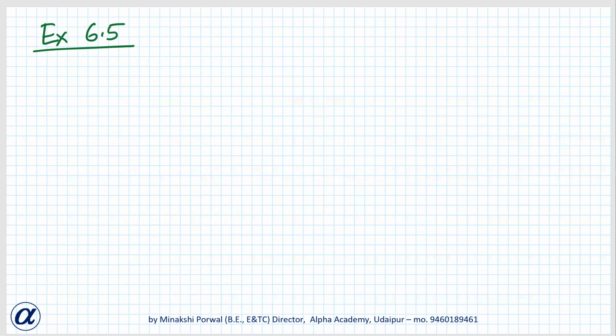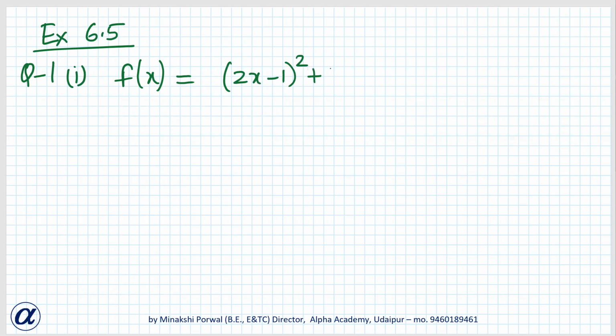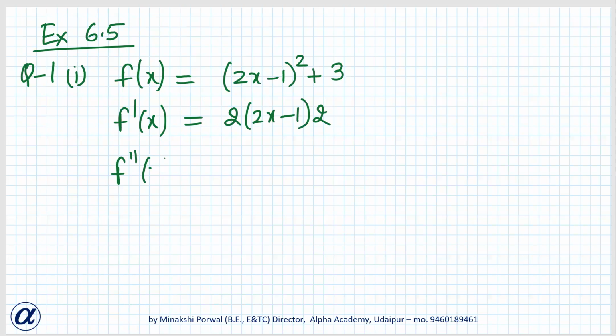Exercise 6.5, first question. We'll be doing from the first question because you have done the homework by the first derivative; we'll be doing it now by the second derivative. f(x) is given: f(x) equals (2x minus 1) the whole square plus 3. The first step is finding its first derivative, that is equal to 2 into (2x minus 1) into d/dx of 2x. Now finding the second derivative of this, the second derivative is 8.